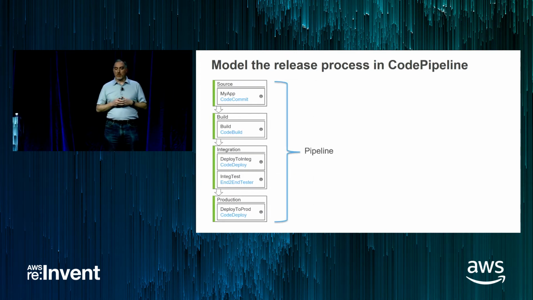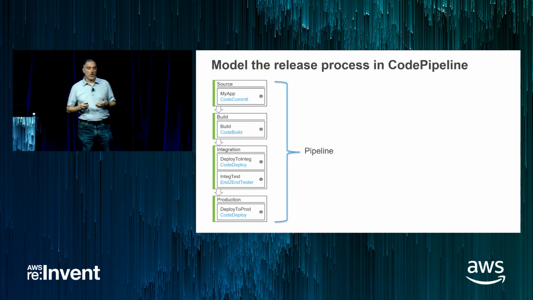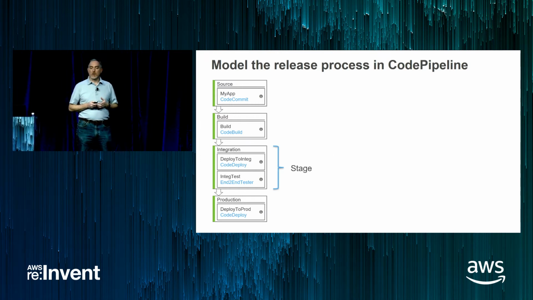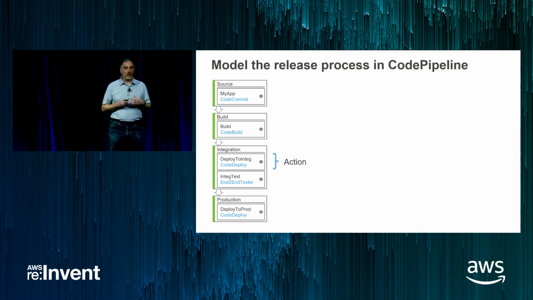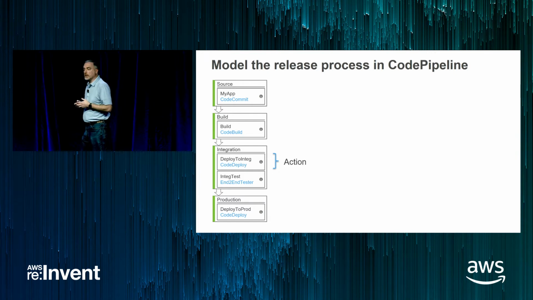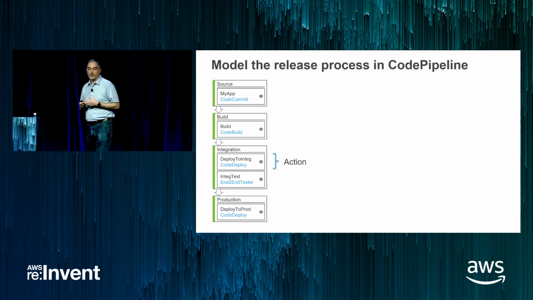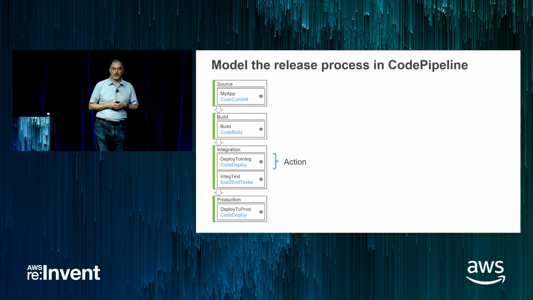So a pipeline models our workflow from end to end. Within our pipeline, we can have stages. And you can think of stages as groups of actions. An action, or a plugin, is what acts upon the current revision that's moving through your pipeline. This is where the actual work happens in your pipeline.